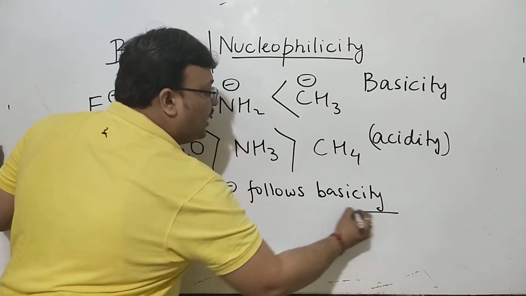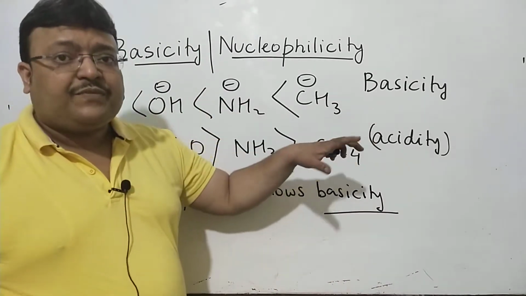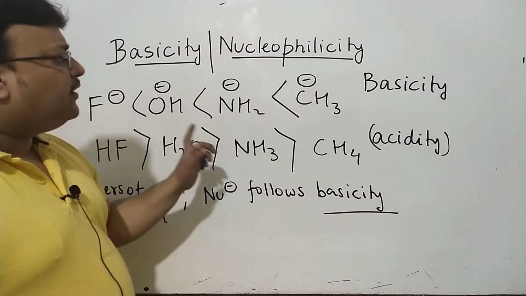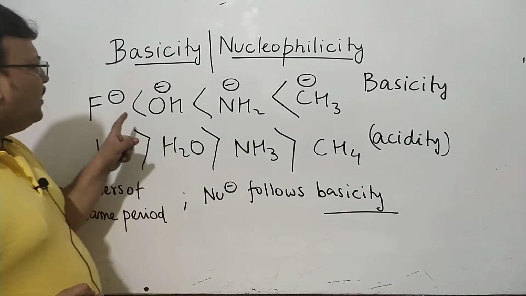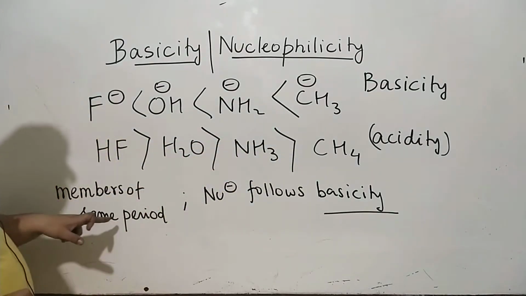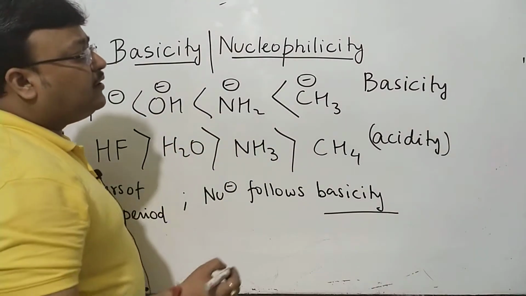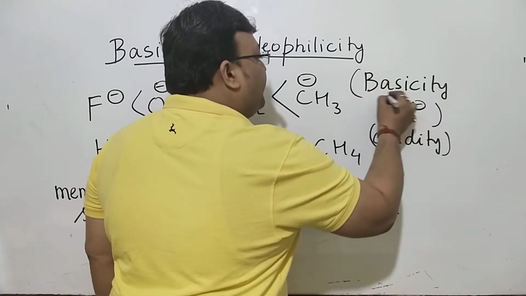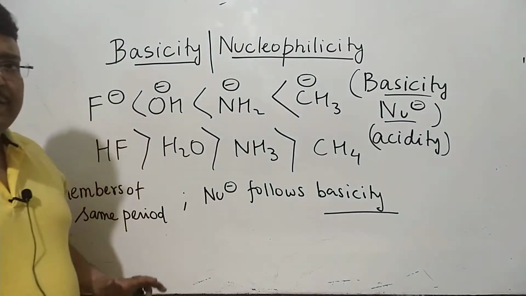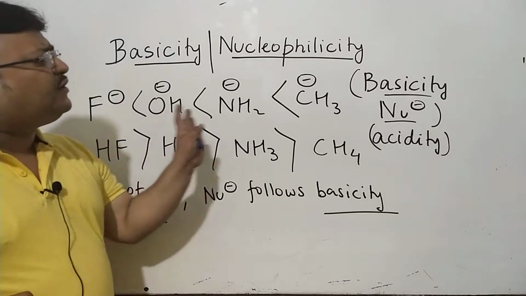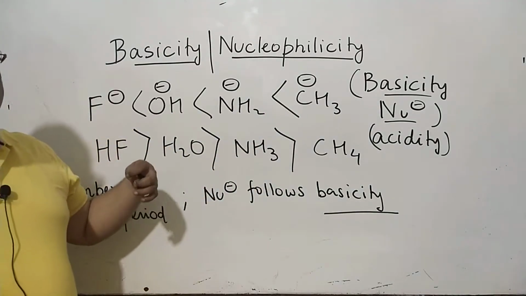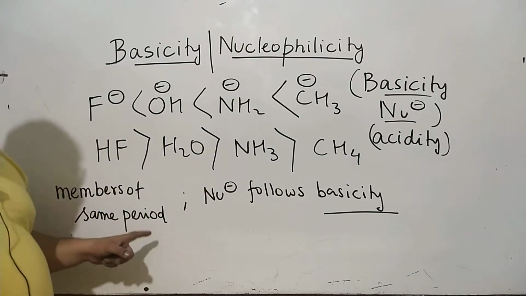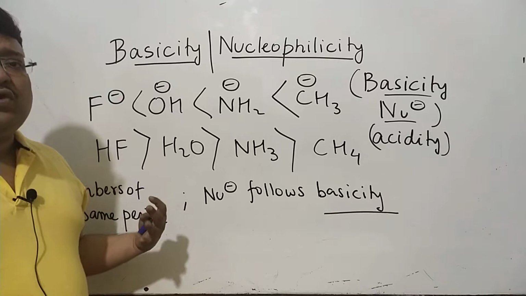basicity. Yet again, I find the order of basicity first, and before that I find the order of acidity. First of all, I find the order of acidity, the reverse is the order of basicity, and now if they happen to be members of the same period, the atoms bearing the lone pair, the order of basicity is the same as the order of nucleophilicity. This is true for these set of species, and this will be true for all those sets where the atoms bearing the lone pair will be members of the same period. Now this is, say, rule number 2.